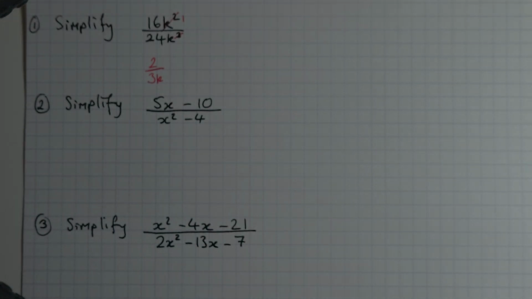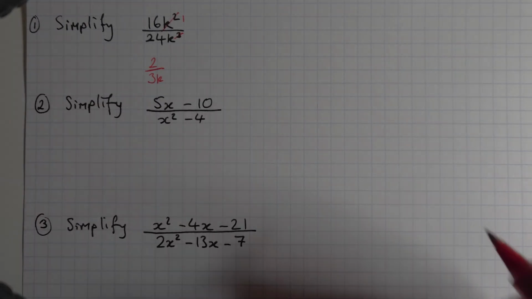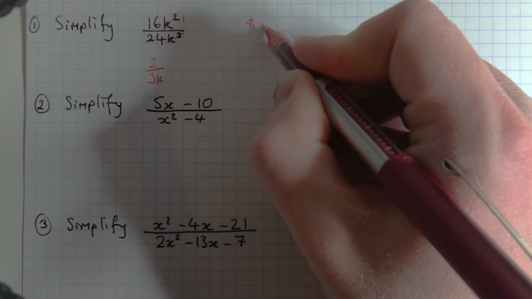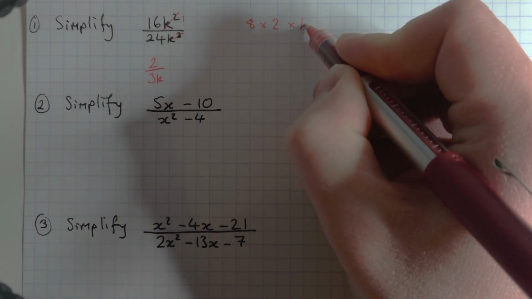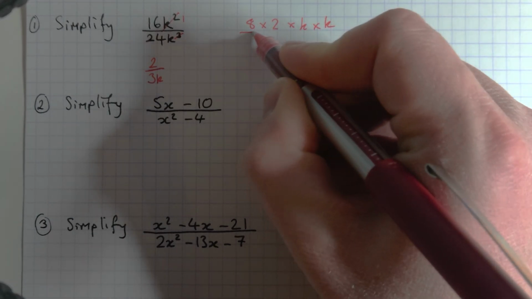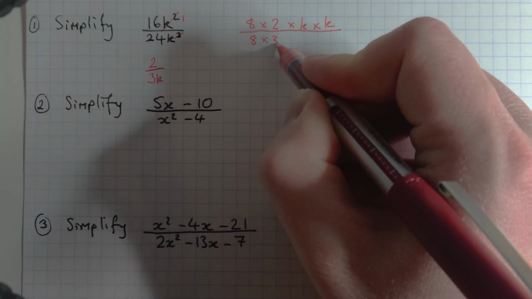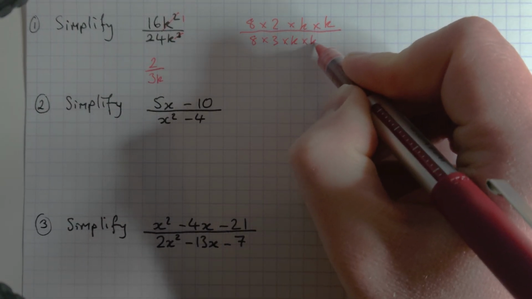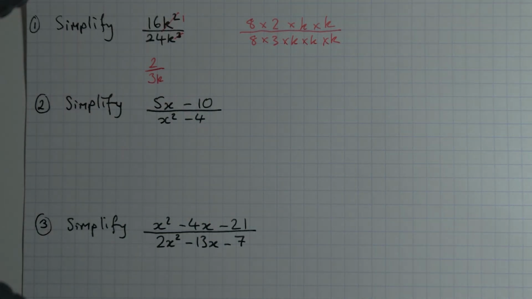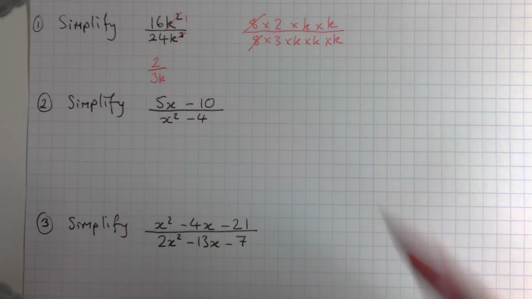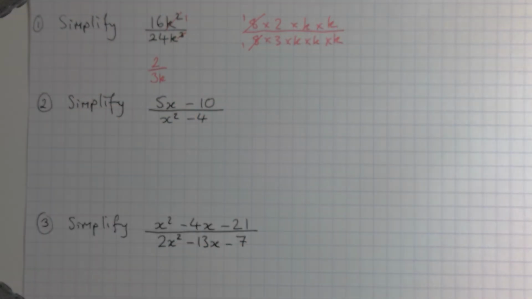Perhaps that would have been easier to write as a factorisation first. Maybe it's overkill. So you could have written this as 8 times 2 times k on the top. And on the bottom you could have written it as 8 times 3 times k times k times k. I'm not saying you would do this, but it's a potentially correct method. I noticed that there's an 8 in the top and the bottom, so I could divide top and bottom by 8.